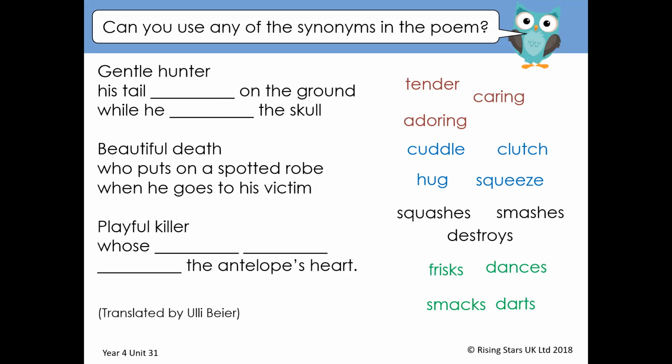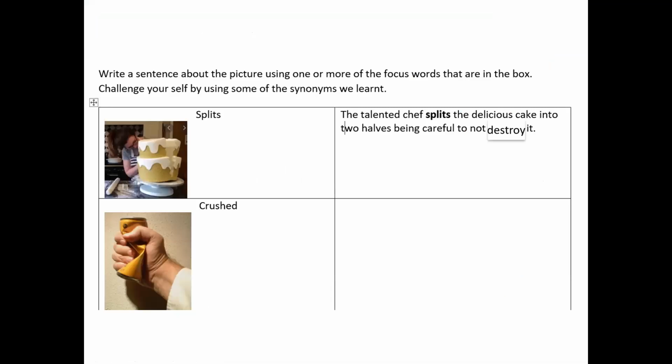Okay, well done. Okay, so lastly, after you've watched the video, you're going to go onto Teams and look at the assignments section and find the vocabulary assignment. And we've chosen some pictures for you to write about with the focus words. So write a sentence about the picture using one or more focus words that are in the box. Challenge yourself by using some synonyms we have learned as well.